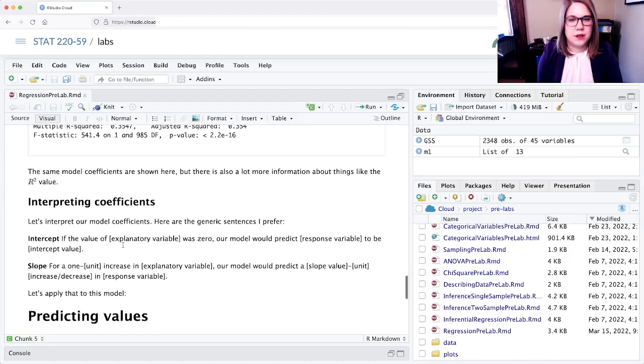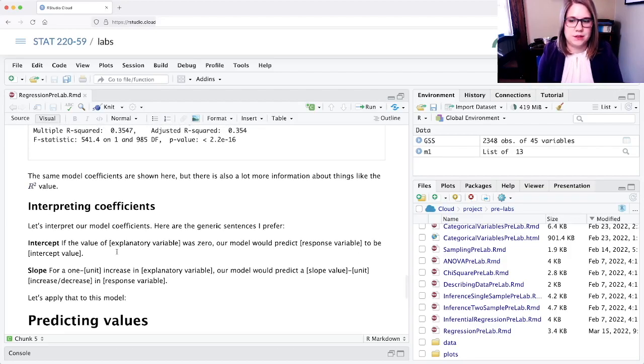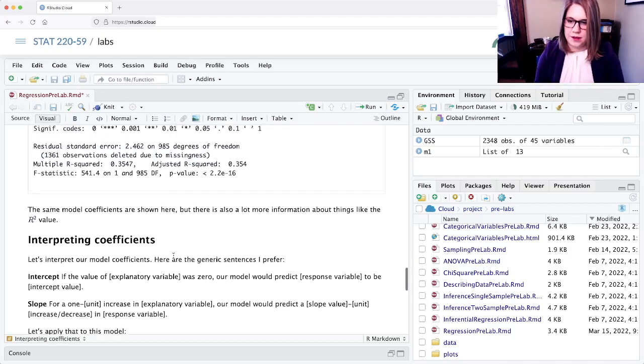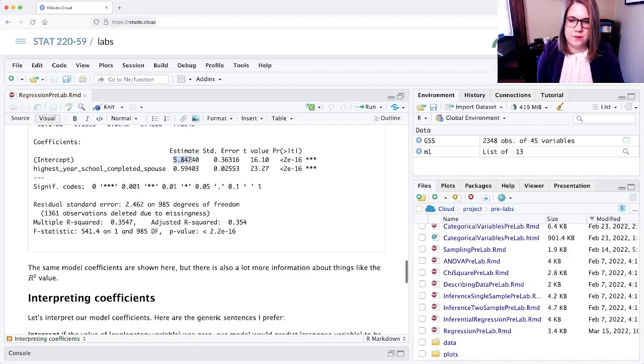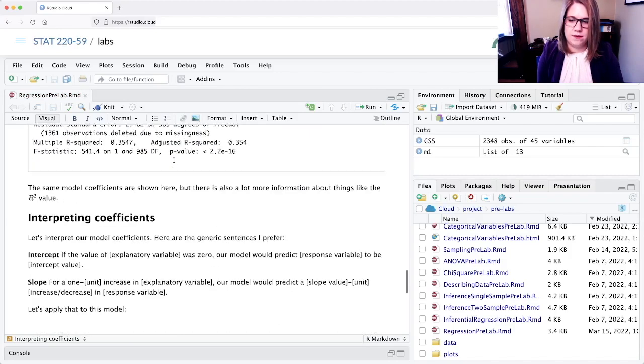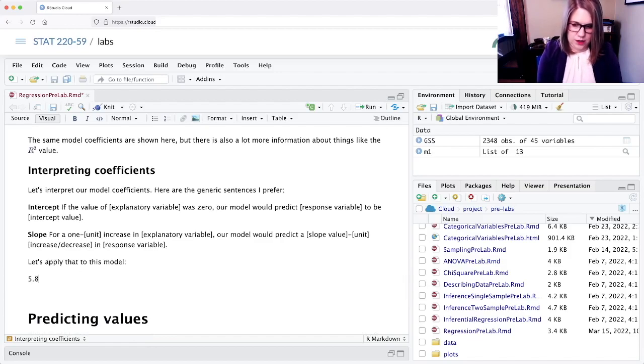For the intercept, the sentence I like is: if the value of our explanatory variable was 0, our model would predict the response variable to be whatever the value of the intercept is. And for the slope, I like: for a 1 unit increase in the explanatory variable, our model would predict a slope value unit increase or decrease in the response variable. Let's apply that to this model. The intercept number was 5.8, I'll round to 5.85. So the intercept was 5.85.